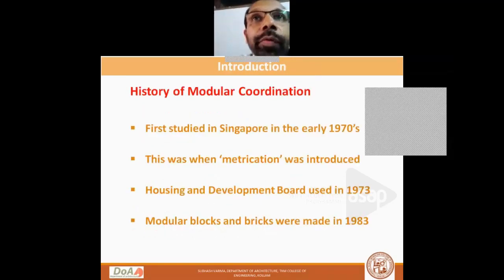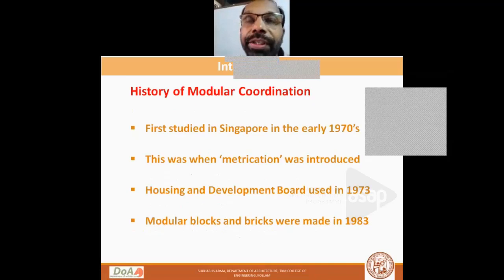Before we go to that, we should just browse through the history of modular coordination. Basically, the concept of modular coordination evolved when the thought of prefabrication in construction came to exist. This was first studied in Singapore in the early 1970s, when metrication was introduced. You know what is metrication? Metrication is a process of converting all your local or basic dimensions into metric units or the SI units.